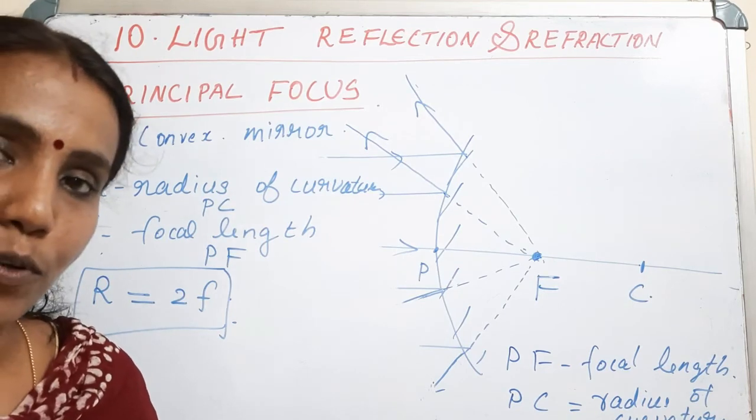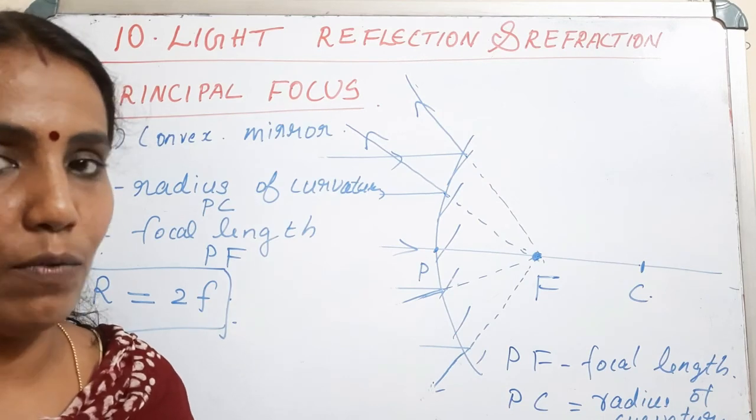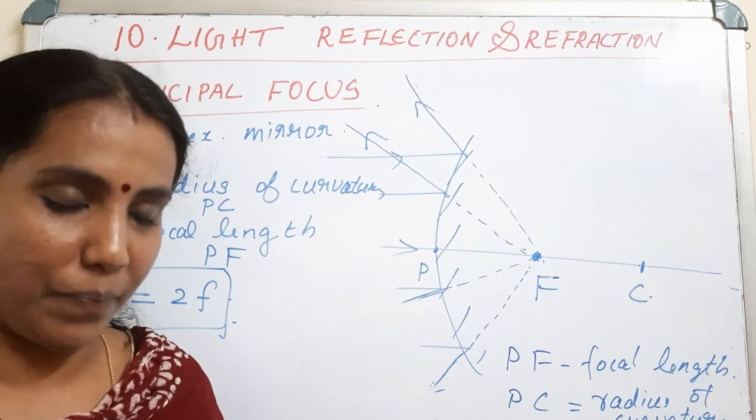So only this much for today. What do you mean by principal focus, and what is focal length, and what is the relation between radius of curvature and focal length? Thank you.